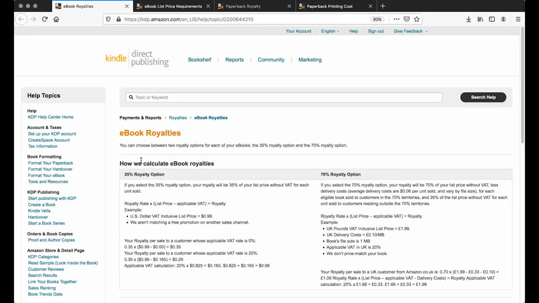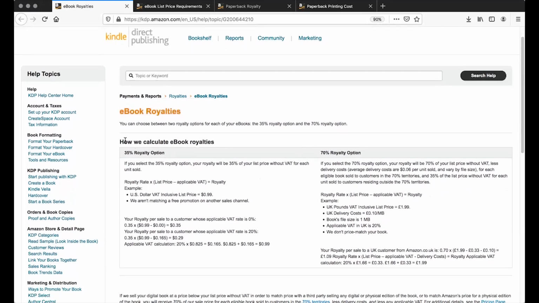So I'll put this exact link, but they have a whole page on their ebook royalties explaining how much you're actually going to make. So they say how we calculate ebook royalties. They have the 35% royalty option. If you select this royalty option, you're gonna earn 35% of your list price. And then the royalty rate is royalty rate times list price minus VAT equals royalty. If you choose the 70% royalty rate, you'll keep 70% of your sales, or I should say your retail list price. So they said if you select the 70% royalty option, your royalty will be 70% of your list price, less delivery costs.